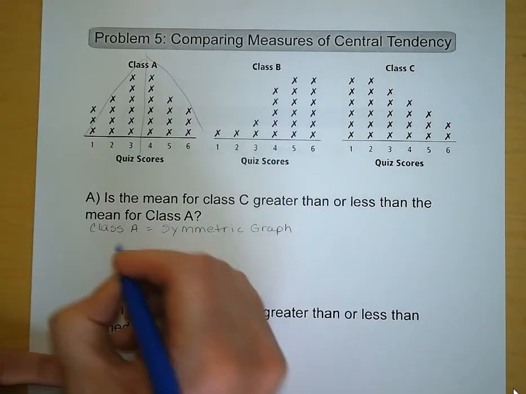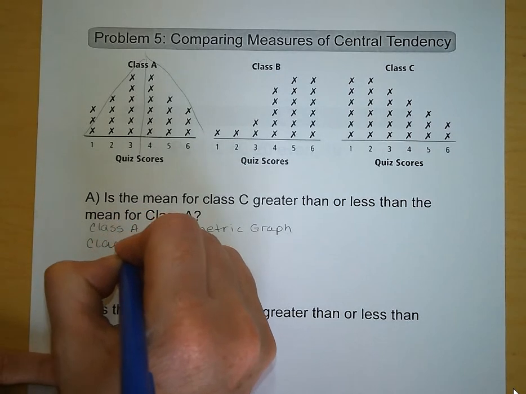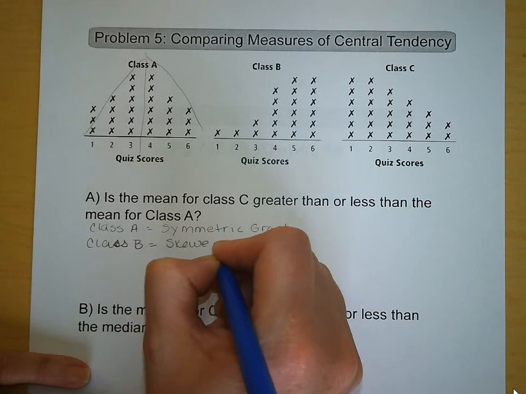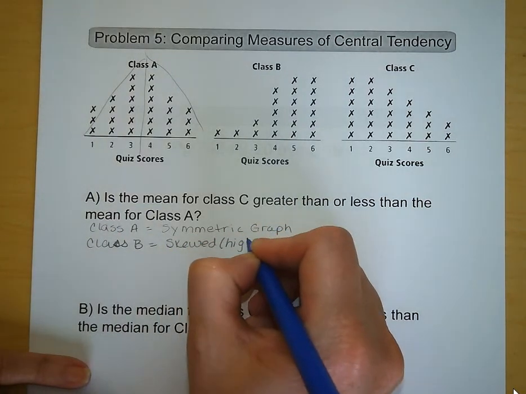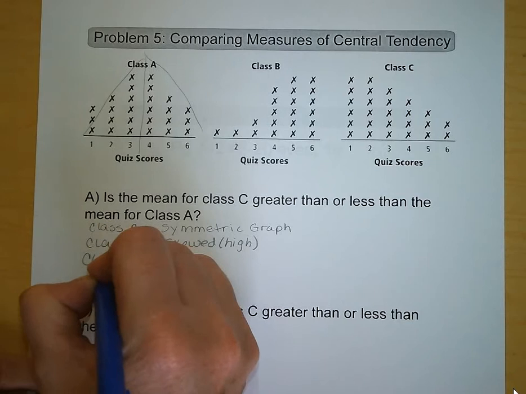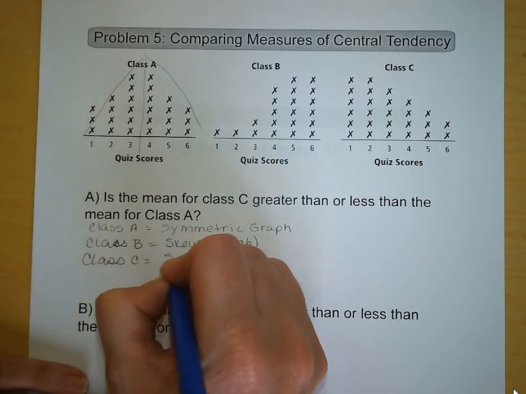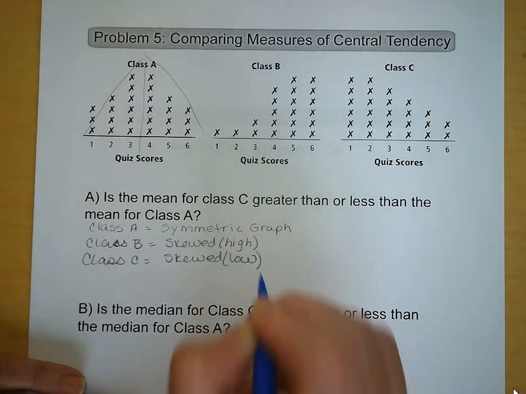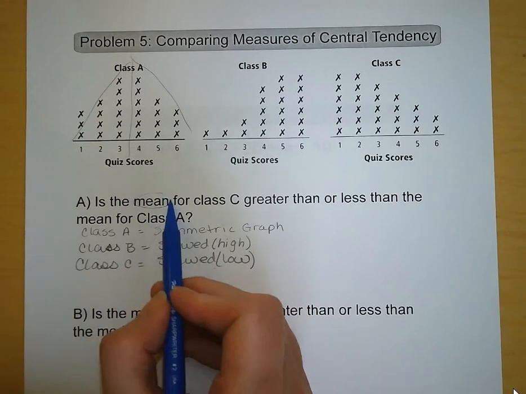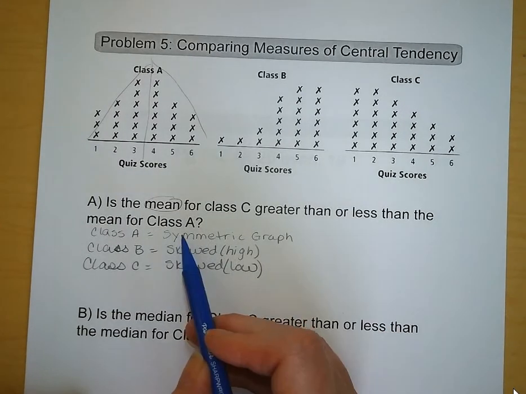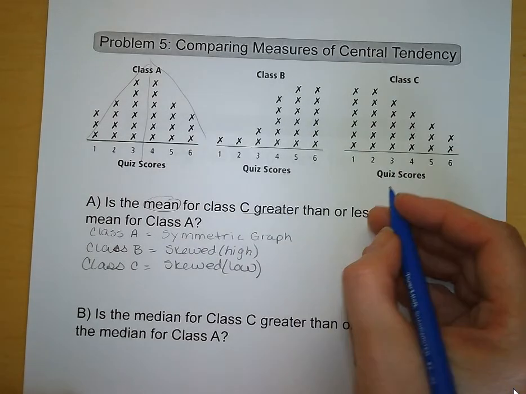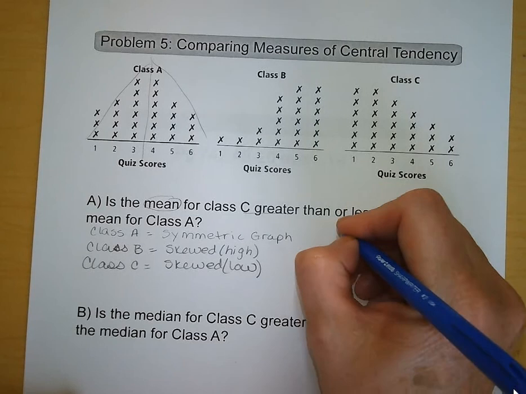Class B, if we're looking at it, is definitely skewed towards the high end, so that class did really well. And Class C didn't do so hot, and they're skewed to the low end. So we're asked, is the mean for Class C greater than or less than the mean for Class A? Well, we can just look at that plot and say that Class C is definitely going to have a lower mean than Class A. Its data points are skewed much more towards the low side.